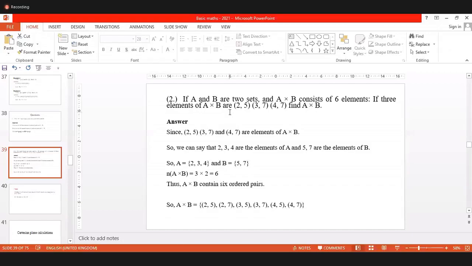If 3 elements of A into B are, you see, these are of course elements. How can you find out this A and B? Please work it out. Please, I have put the answer. Don't worry about this. You work it out independently, then we will discuss, right? Okay.